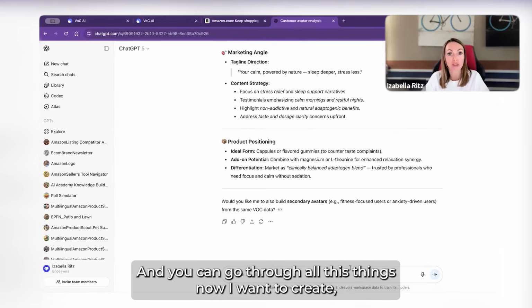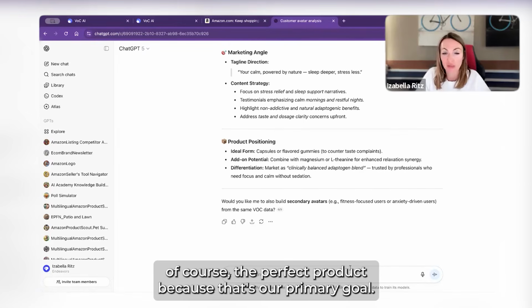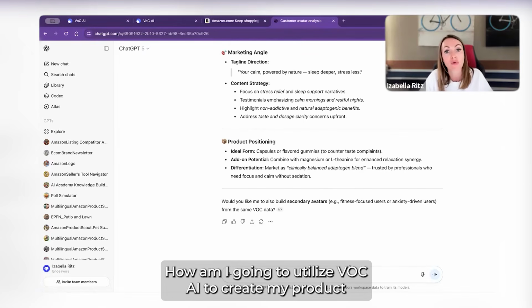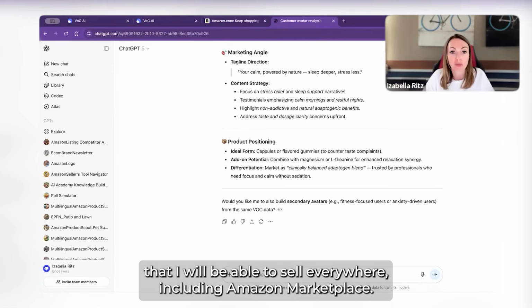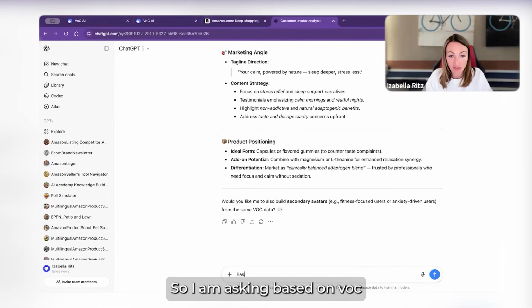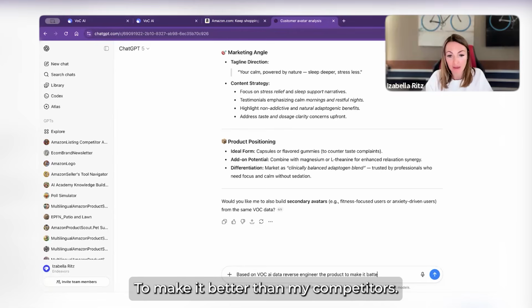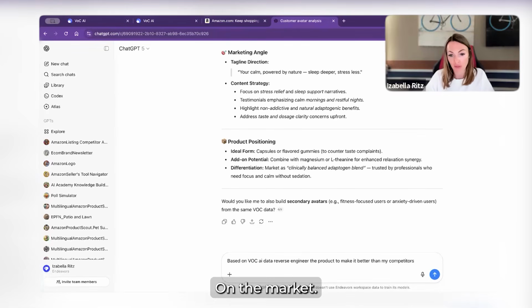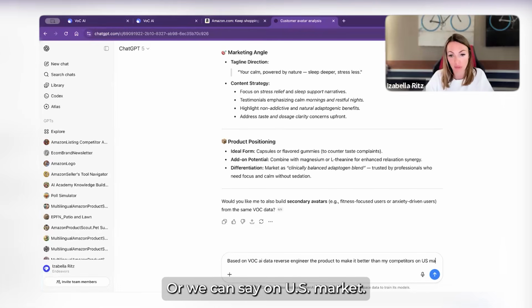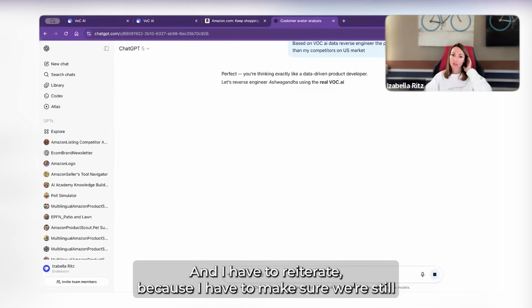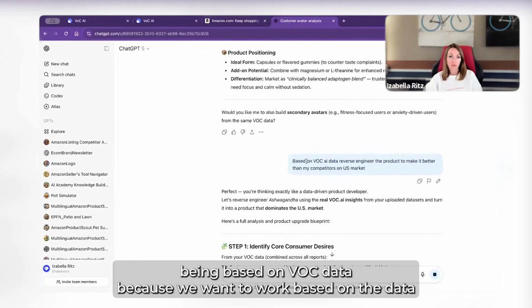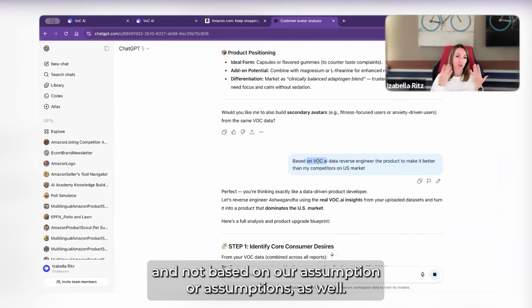Now I want to create, of course, the perfect product because that's our primary goal. How am I going to utilize VOC.AI to create my product that I will be able to sell everywhere, including Amazon Marketplace? So I'm asking, based on VOC.AI data, reverse engineer the product to make it better than my competitors on the market, or we can say on the US market. And I have to reiterate that it should still be based on VOC.AI data because we want to work based on the data and not on our assumptions or AI assumptions as well.